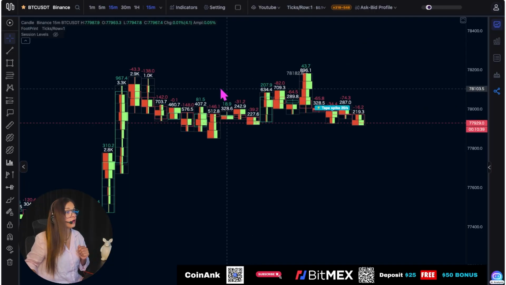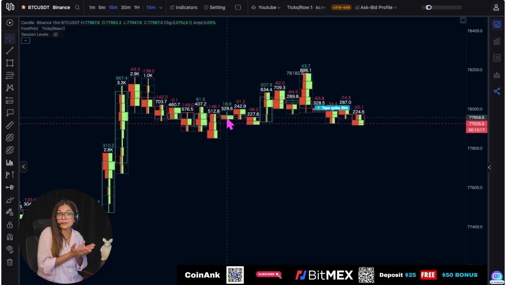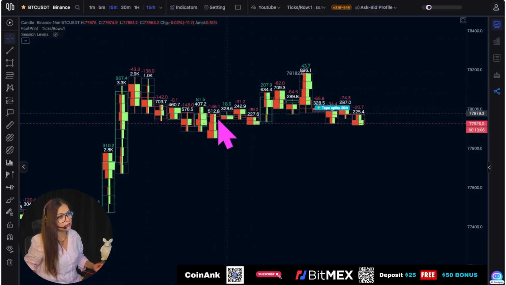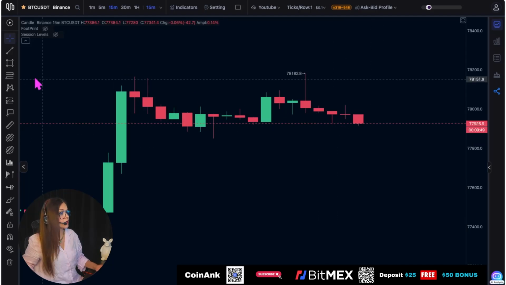As you can see here, we are on the 15-minute chart and we see a lot of selling. We see a lot of negative delta. However, it's not yielding the results that you would expect. When you see a lot of selling, you expect price to go down. If you see a lot of buying, you would expect price to go up. However, it is not the case here. We are stuck at this level over here. So why is price getting stuck here?